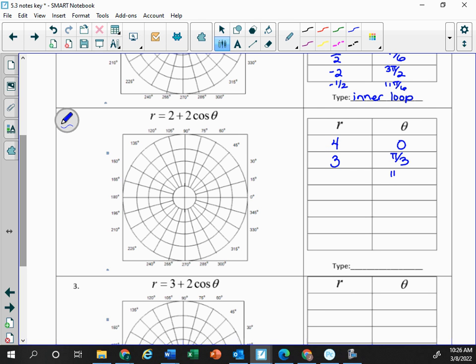All right, what about pi over 2? What's the cosine of pi over 2? 0. So what do I get for r? 2. Then I'll go to 2 pi over 3. What is the cosine of 2 pi over 3? Negative 1/2. So what do we get for r? You already said it, I think. 1. All right, if I go to pi, what's the cosine of pi? Negative 1. The cosine of pi is negative 1, so what do I get? Yes.